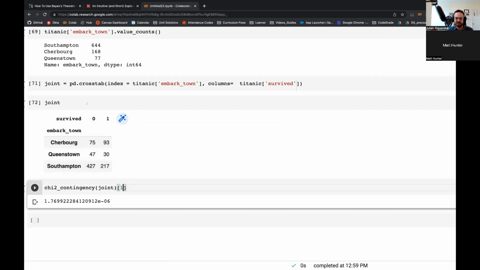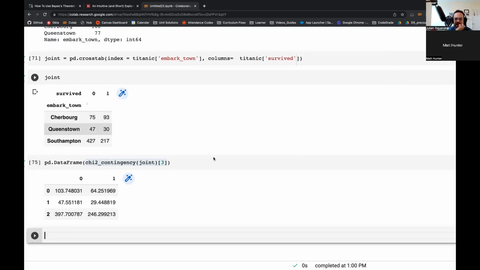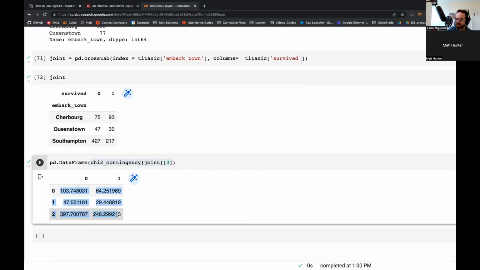Because if you take a look at the expected values, I'm going to return them as a data frame. We can see that had the null hypothesis been true, where where someone embarked from and whether they survived are both independent features, you can expect these values to look something like this. This is one of the outputs the chi-square contingency table returns. It returns the expected values if indeed the null hypothesis is true.